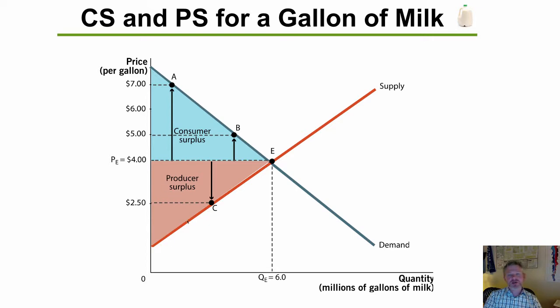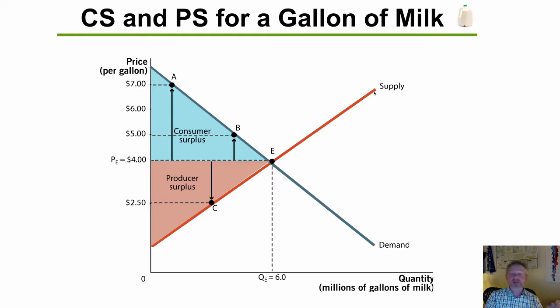All of these producers live up and down this supply curve, and they have a willingness to sell that is below the price, so they will indeed sell the milk all the way up to this person whose willingness to sell is just equal to the price, and that's it.